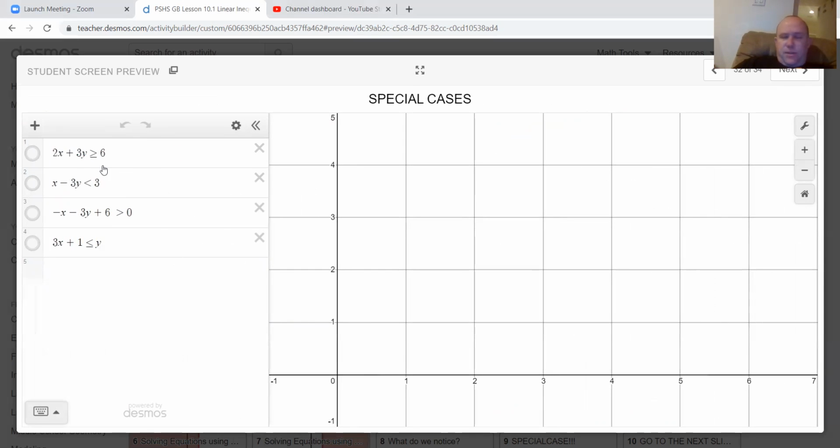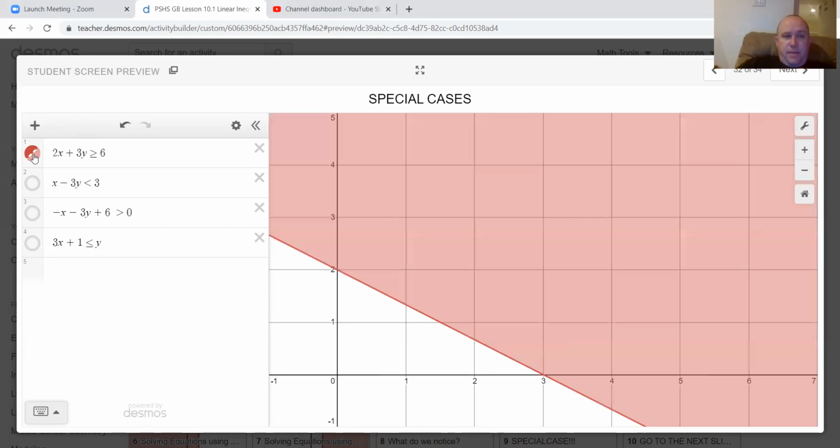And the ones with special cases, the ones that don't start with y, are not so obvious to tell. Just because it says greater than, it might not necessarily be shaded above. So you always have to check this one. I am expecting a solid line. This one's fine, actually. Solid line, shaded above.